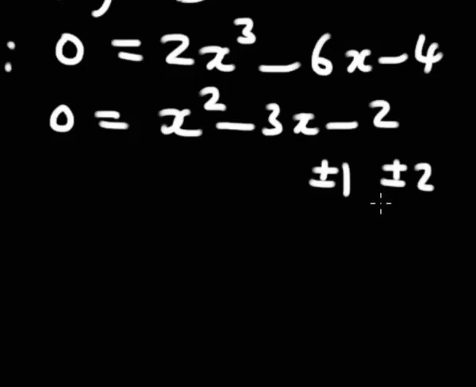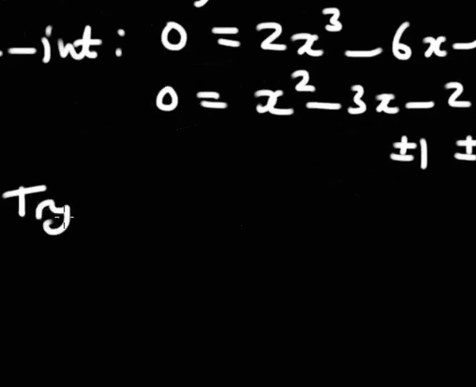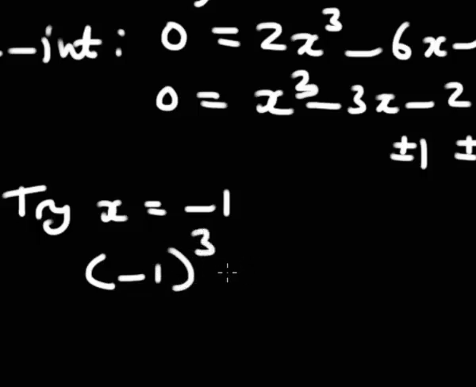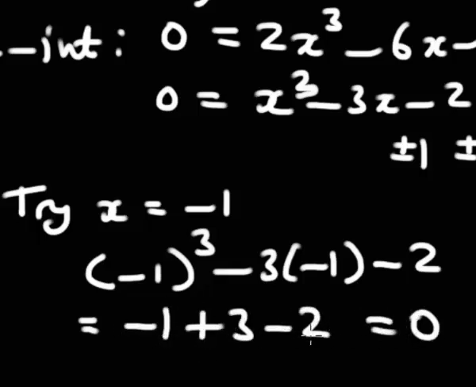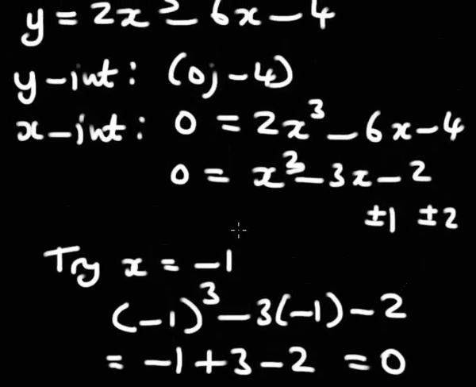If we take a specific value, let's try x equals -1. I don't think 1 will work, but let's try -1. That will be a cube there, by the way. Just be careful, it's cubed. I wrote it as squared, should be cubed. So what's that? -1 cubed minus 3 times -1 minus 2, which is -1 plus 3 minus 2, which is 0. Great, so we've got a solution there.